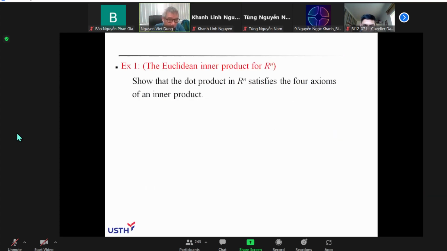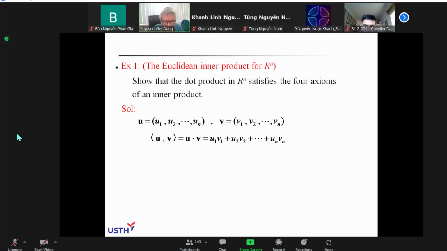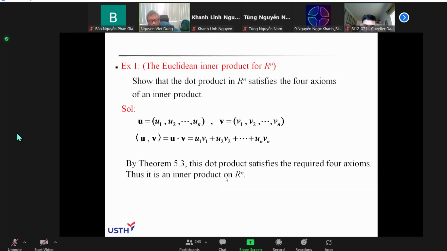Here are some examples. The first example is already known: in n space, we take the dot product, and we know already that the dot product satisfies all properties in the definition of the inner product. So it is obviously the first example of an inner product space. We define that inner product to be the dot product, and that satisfies everything.